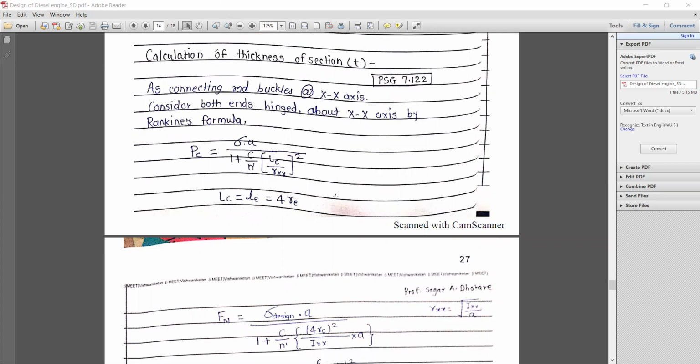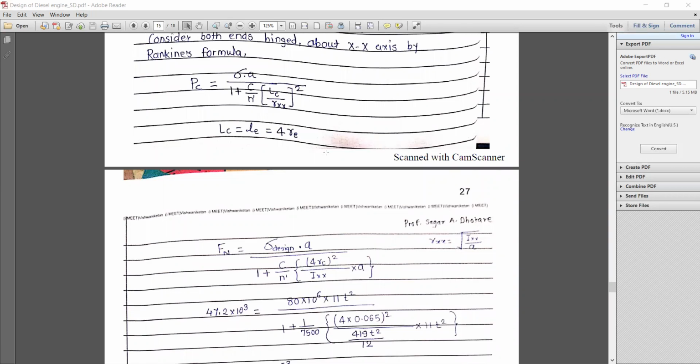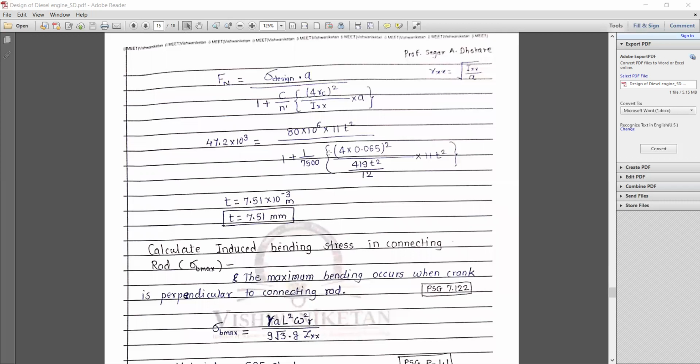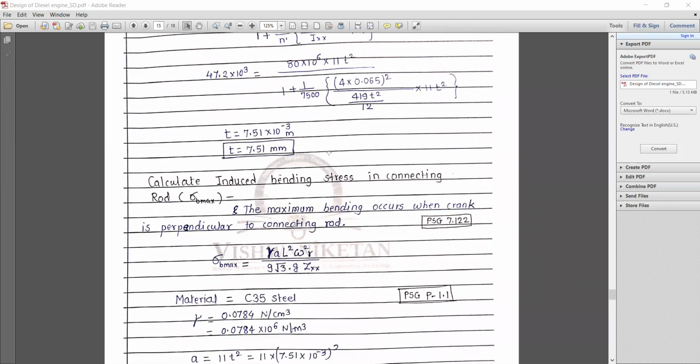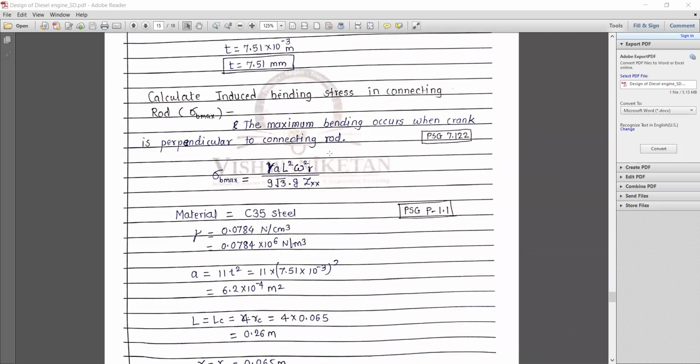for buckling. So considering both ends hinged, and by using Rankine's formula, Pc is equal to sigma c into A divided by 1 plus c divided by n dash, Lc divided by Rxx bracket square. So Lc is the equivalent length, which is equal to 4 times the equivalent radius. So Fn is equal to sigma design into A divided by 1 plus c by n dash, Lc by Rxx bracket square. Putting all the values, what we get is t is equal to 7.51 into 10 raised to minus 3 meter, which is nothing but t equal to 7.51 mm. So this is what we have calculated based on buckling.